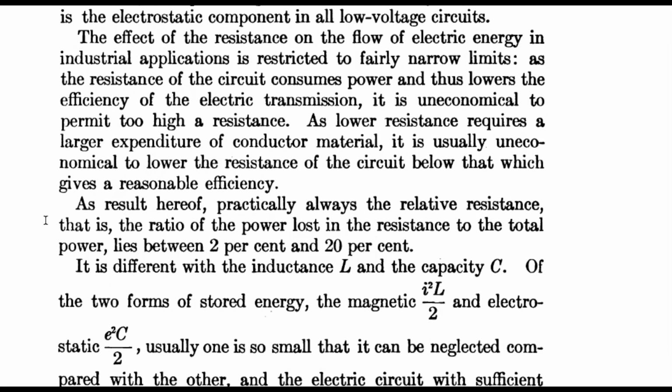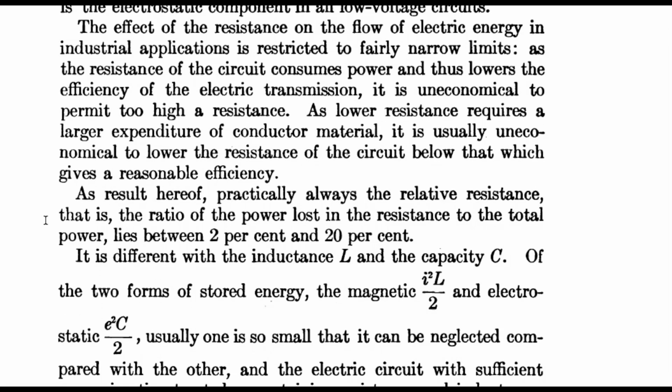The effect of resistance on the flow of electric energy in industry and industrial applications is limited to fairly narrow ranges. Since the resistance of the circuit consumes power, thereby lowering the efficiency of electric transmission, it is uneconomical to allow excessive resistance. Conversely, lowering the resistance too much requires greater expenditure on conductor material, which may also be uneconomical. As a result, the relative resistance, defined as the ratio of the power lost in the resistance to the total power, typically lies between 2% and 20%.